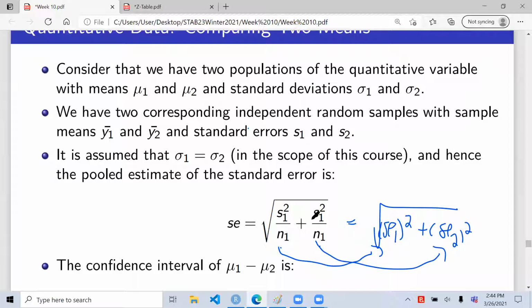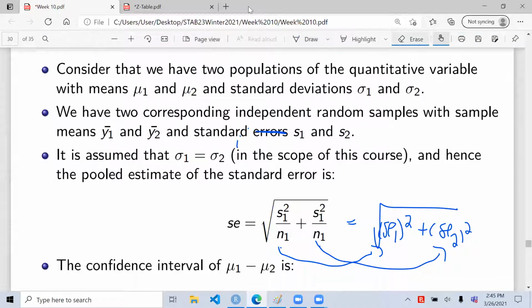But you don't know what sigma 1 and sigma 2 are. If you wanted to use a z-score, you would need to know what sigma 1 and sigma 2 are, because to construct the z-score you need to know what the sigma happens to be, and you just don't have it. So what you have is the corresponding standard deviations, and I should really say standard deviations, not standard errors. I should be a bit careful. It only becomes a standard error when I divide it by root n.